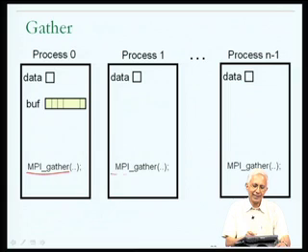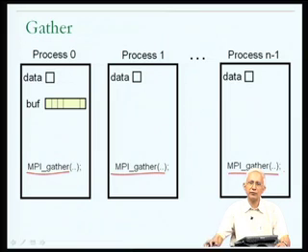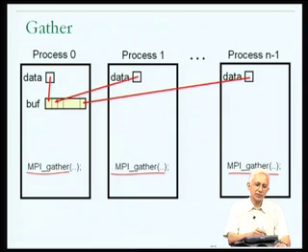So the effect of the MPI gather call is going to be that the data is going to come from each of the variables data in each of the individual processes and get put into the appropriate slot in the gathering buffer. In other words, the data from process 0 goes into the 0th element of the buffer, the data from process P1 goes into the first element of the buffer, and so on.